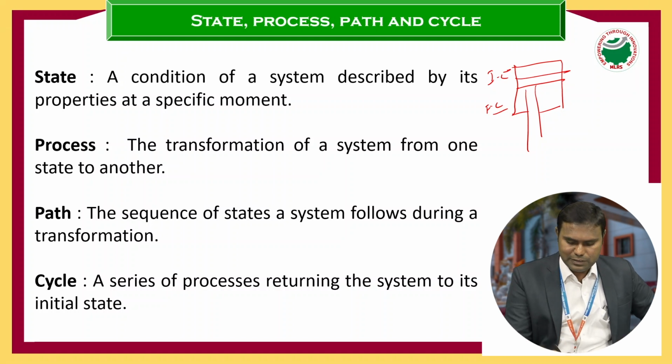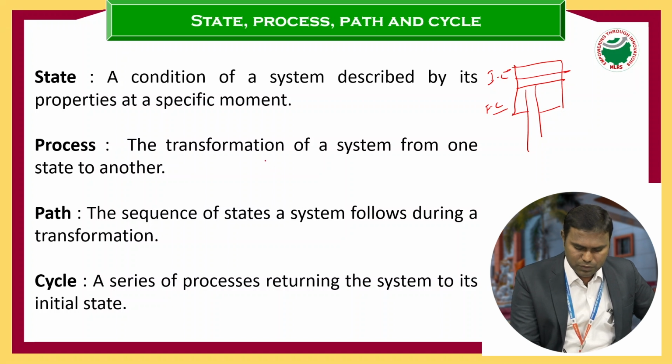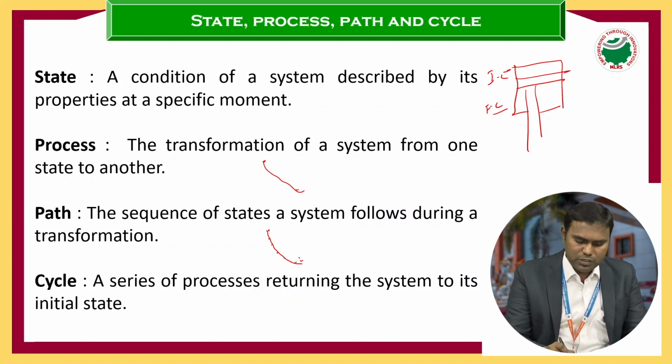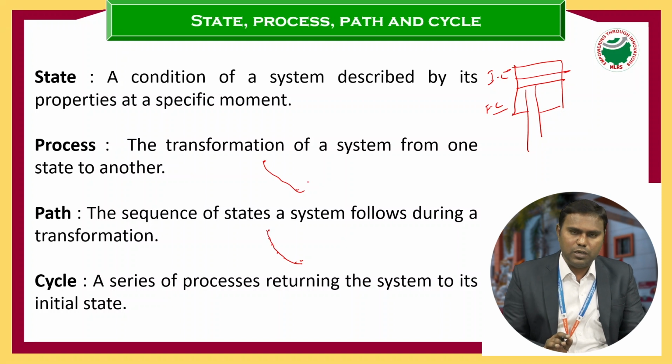So a change of state in a particular direction, for example, this is one state and this is another state, is called a process. But a change of state after considering a few intermediate states is called a path. In a process, we consider the initial condition and final condition only. We are not considering the intermediate states.